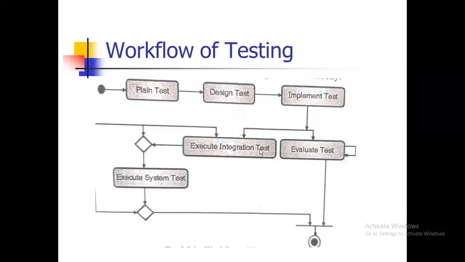At the end, we have to execute the integration test. There are some types of testing like unit testing, integration testing, and system testing. So we have to execute that. Integration testing means we have to test all the modules together. Then we have to execute the system test. These are the different types of testing here.